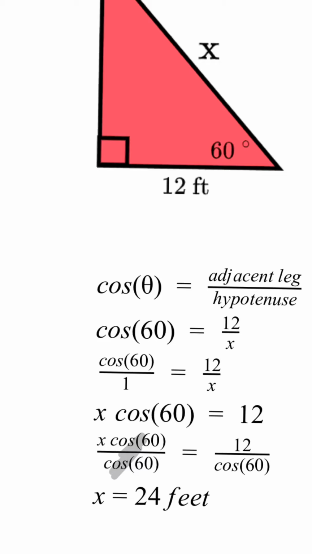So when we do 12 divided by the cosine of 60, we should get 24. Now you can also calculate the cosine of 60 separately on your calculator. You're going to see that the cosine of 60 is equal to 1/2 or 0.5. 12 divided by 0.5 will give you 24 feet, which is going to be the value of x in our diagram.